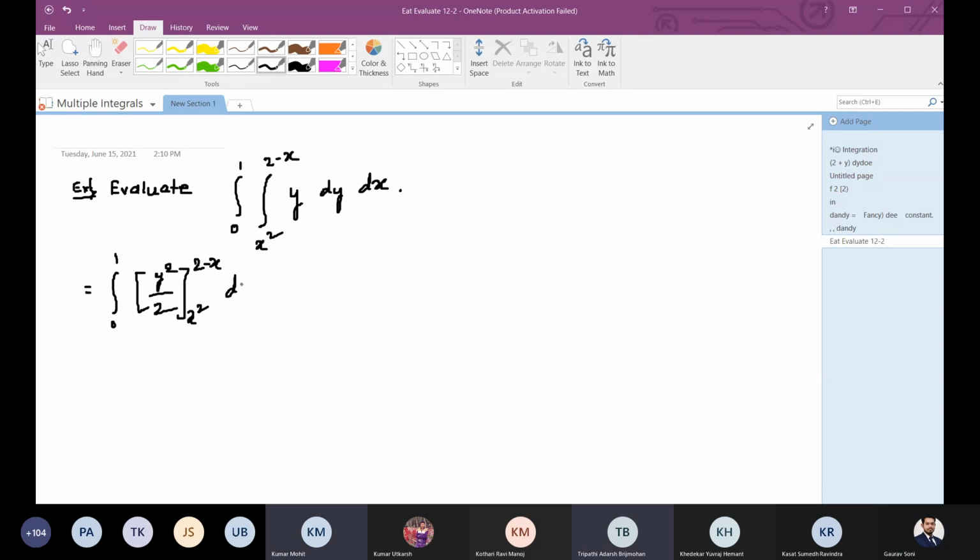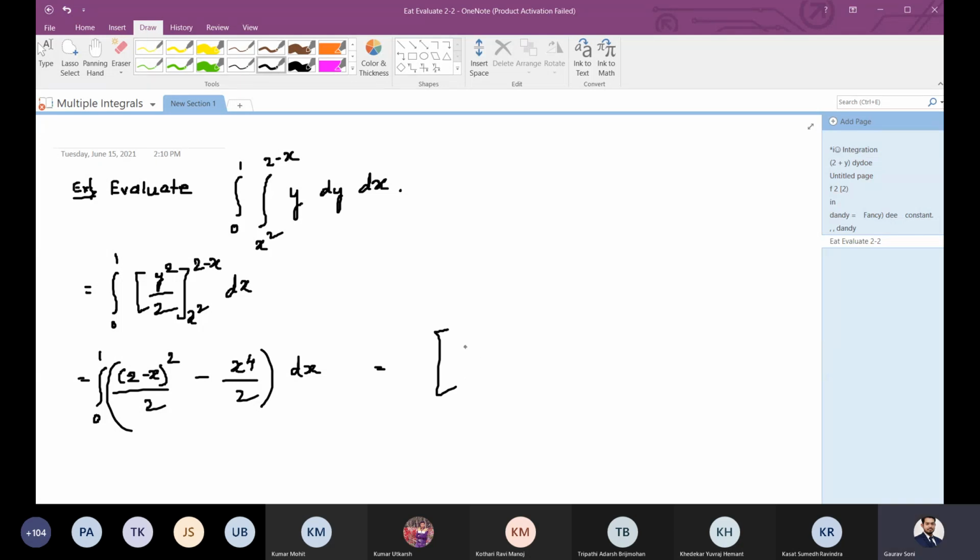No. Sir, 16 by 15. Yes, exactly. So this is integration 0 to 1 of 2 minus x whole square by 2 minus x raised to 4 divided by 2 dx, which can again be 2 minus x whole cube divided by minus 6 minus x raised to 5 divided by 10, limits from 0 to 1. So I hope that this is 16 by 15.